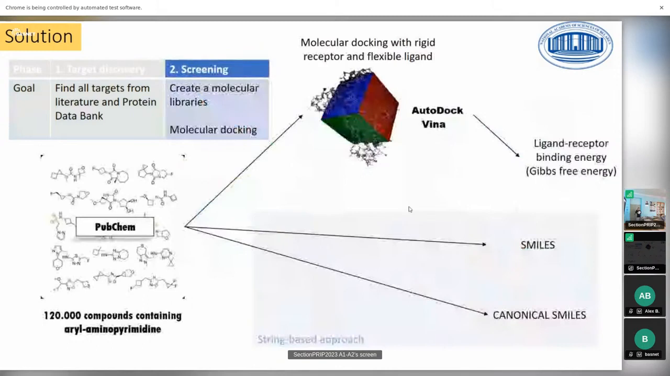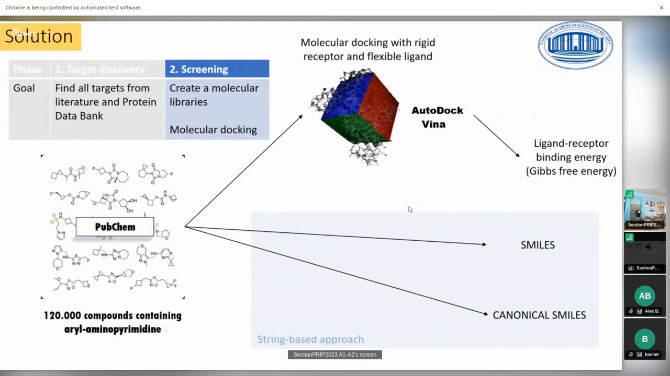After that, we needed to make our molecular library, our map. I also mentioned at the beginning that we want to find compounds based on aminopyrimidine. That is why we used the PubChem dataset. We extracted from it 120,000 compounds containing aminopyrimidine.